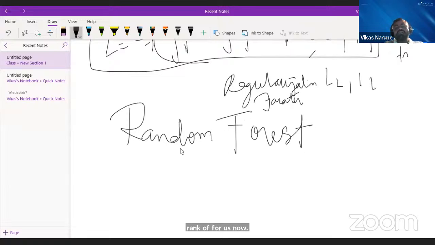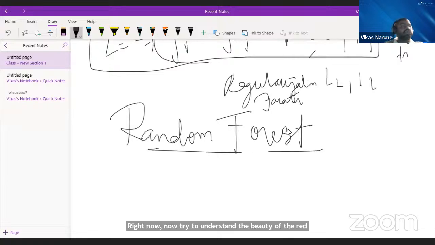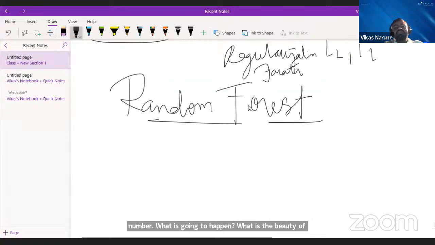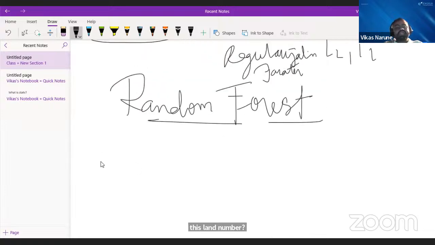Random forest. Now try to understand the beauty of the random forest. What is going to happen? What is the beauty of this random forest? Try to understand this way. So what is going to happen? Random forest. So the name suggests, guys, random forest.